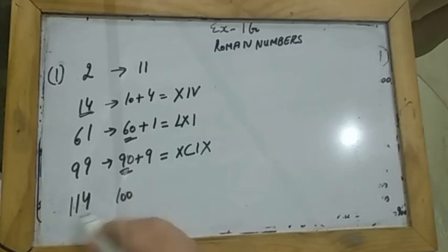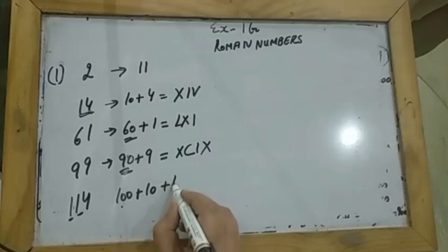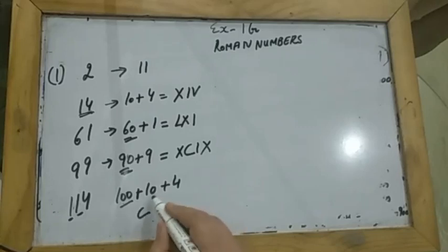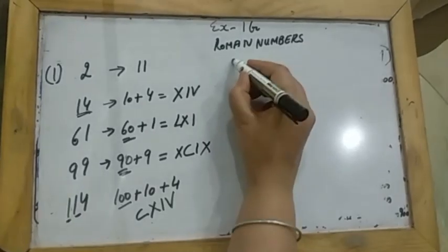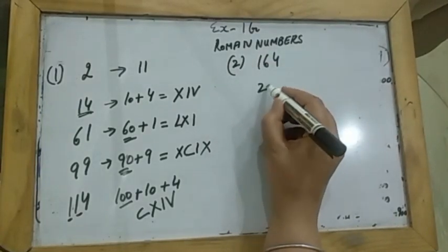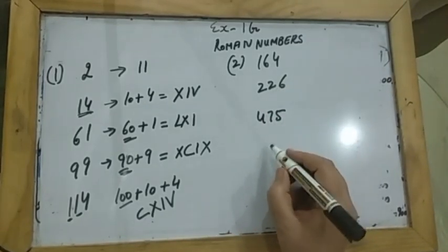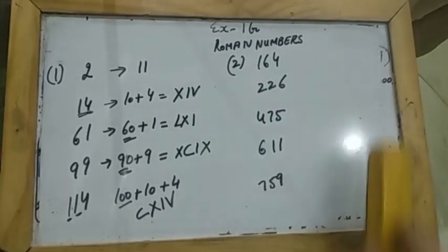So 114. 114 means at the 100th place is 1, so this becomes 100. This is 1 ten and this is 4. So how do you write 114? 100 I write as C, 10 I write as X, and 4 I write as this. So this becomes 114. Now comes the second question. Here you are given some numbers. I'll take some of them, and they are asking you to convert them into Roman numbers. So let us do it.